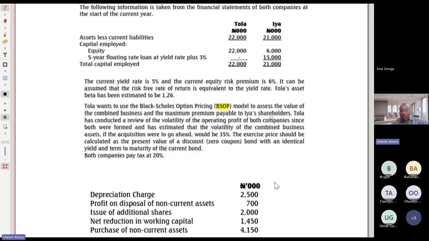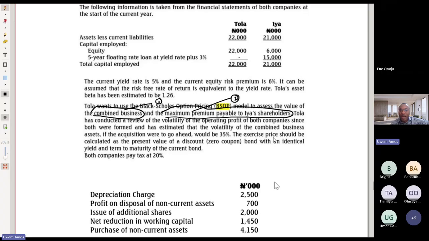So it wants to use BSOP to do two things. One is to determine the value of the combined business. That's the first thing. And the second thing is to determine the maximum premium payable to IA's shareholders. Tolade has conducted a review of the volatility of the operating profit of both companies since both were formed, and has estimated that the volatility of the combined business assets, if the acquisition were to go ahead, would be 35%.